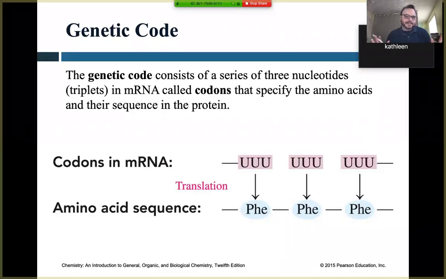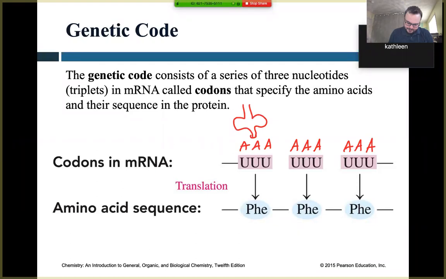What we see down here, we'll make it really simple. The example is just everything's uracil. So if my RNA sequence was just UUU, when that goes to the ribosome and gets translated, the tRNA that calls for phenylalanine would have the anticodon AAA, and that would be attached to those.